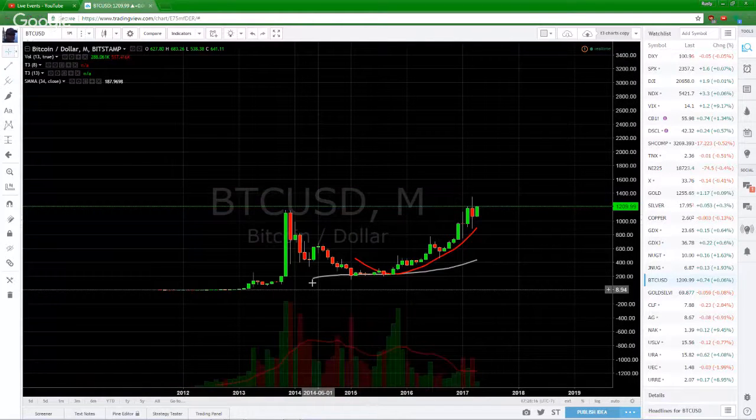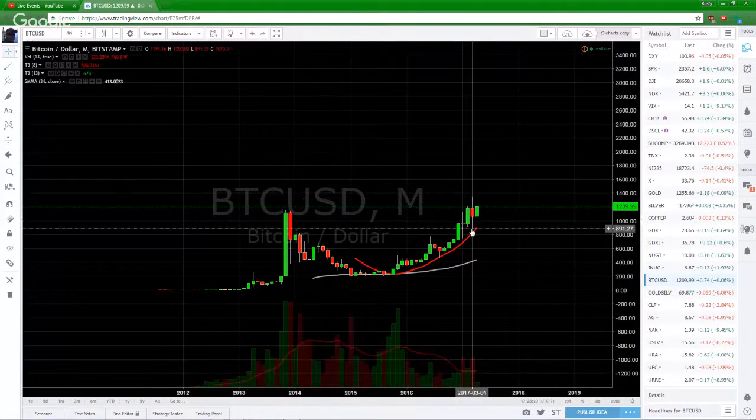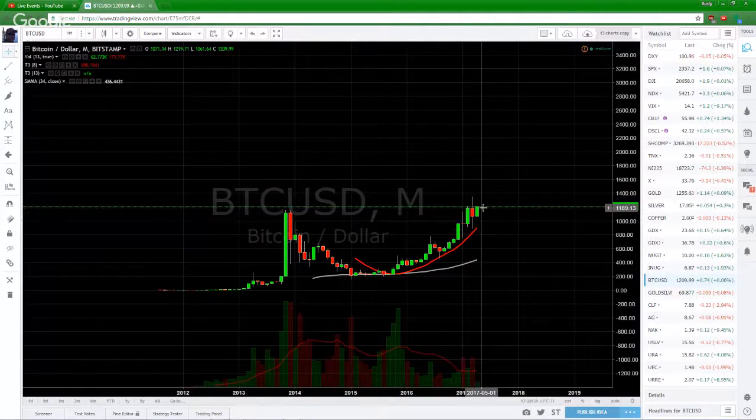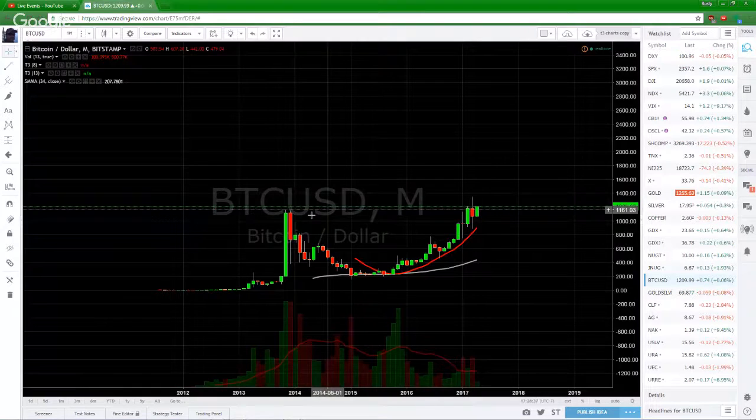The cup came all the way back in for that very nice short and sweet hammer, or not hammer, a pullback, bullish retracement, head fake, throwback, whatever you want to call it. I call it the bullish retracement. It broke, came into support. Now it's breaking previous highs. Boom. What do we got going on?